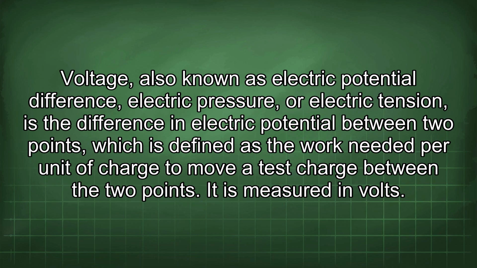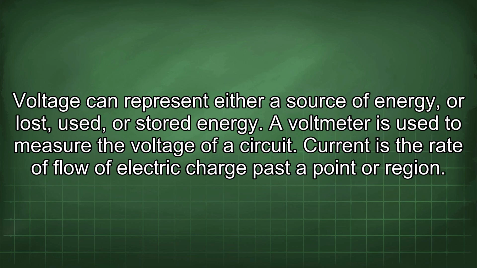Voltage, also known as electric potential difference, electric pressure, or electric tension, is the difference in electric potential between 2 points, which is defined as the work needed per unit of charge to move a test charge between the 2 points. It is measured in volts. Voltage can represent either a source of energy, or lost, used, or stored energy. A voltmeter is used to measure the voltage of a circuit.